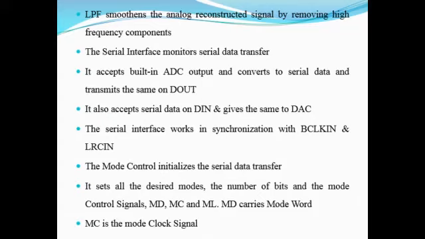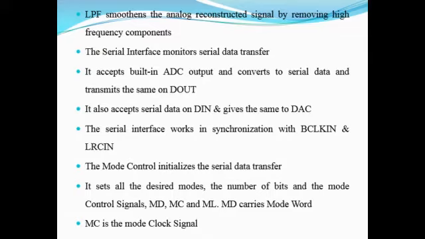Then the serial interface monitors serial data transfer. So that is another thing we have already come across, and it accepts built-in ADC output and converts it to serial data, and transmits the same on D out. So that is what we come across. It also accepts the serial data on D in and gives the same to a DAC. The serial interface works in synchronization with BCLK in and LRC in. Then the mode control initializes the serial data transfer. So these are the signals we come across in the codec and DAC circuit.